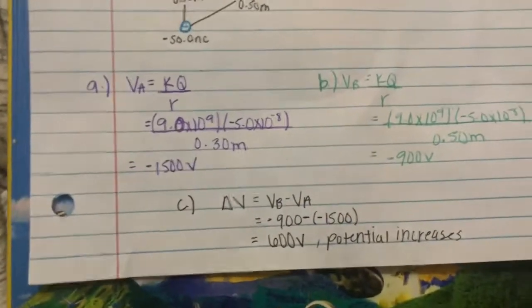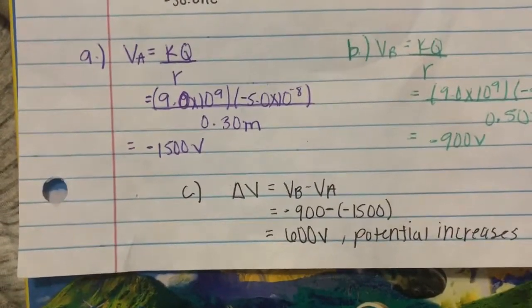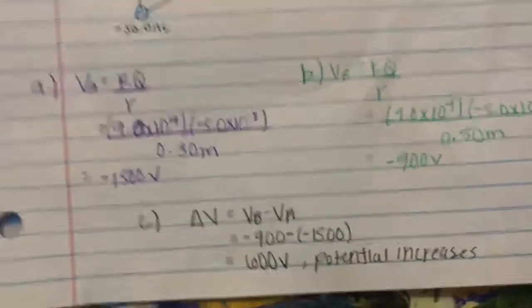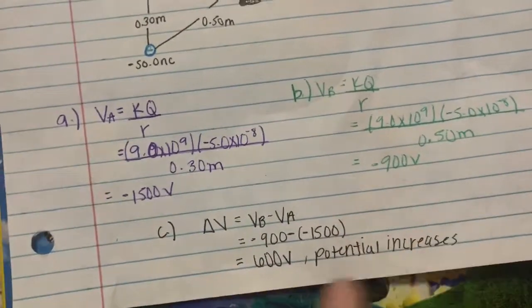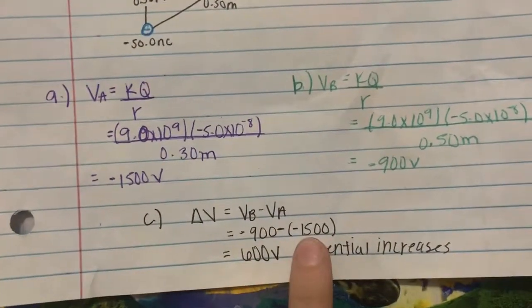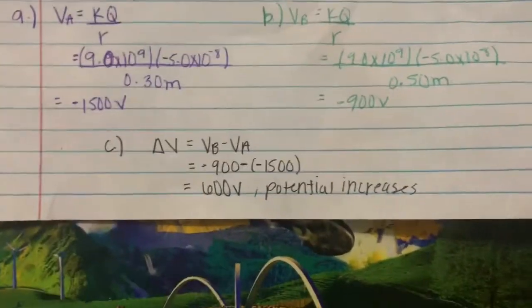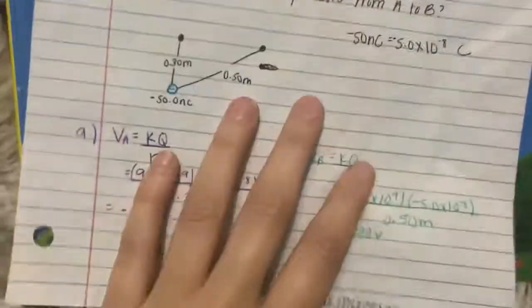Okay, and then the change in potential is going to be delta V is equal to VB minus VA. So we're going to take the VB, which is the negative 900, minus VA, which is our negative 1,500. And that's going to give us 600 volts. And that means our potential increases here.